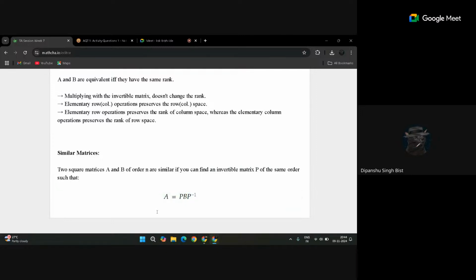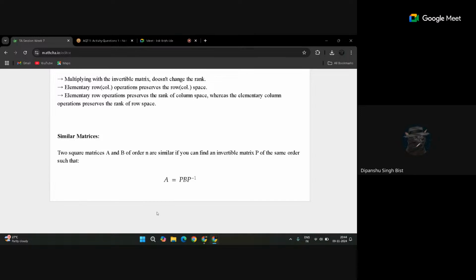Okay, so this being said about similar matrices, what can we say? If A and B are similar, then there are a few points we need to keep in mind. They are equivalent. The second thing is they must have the same rank. And the third point is they have the same determinant.